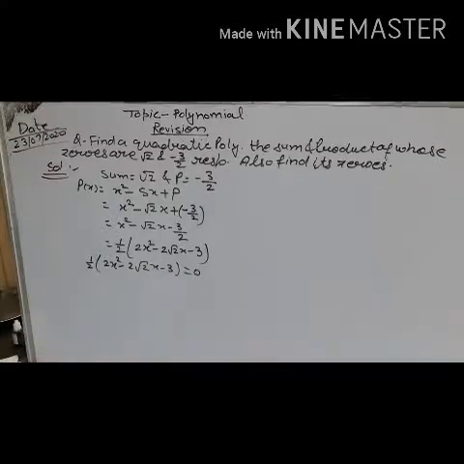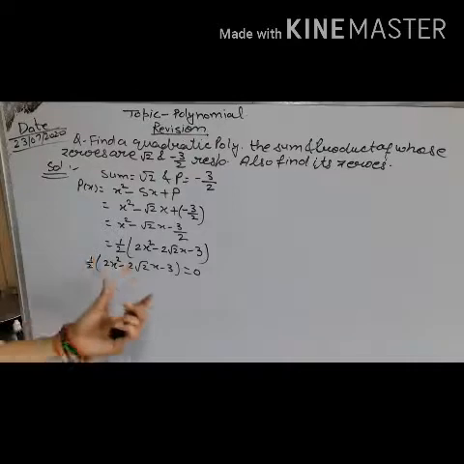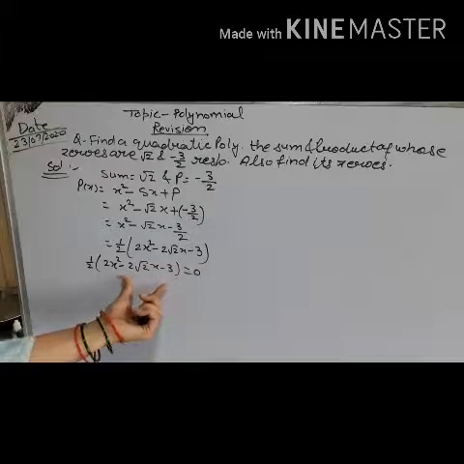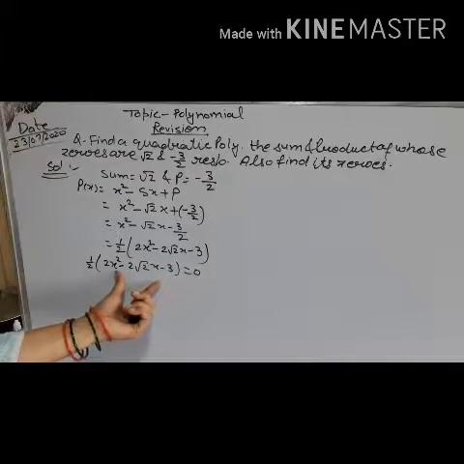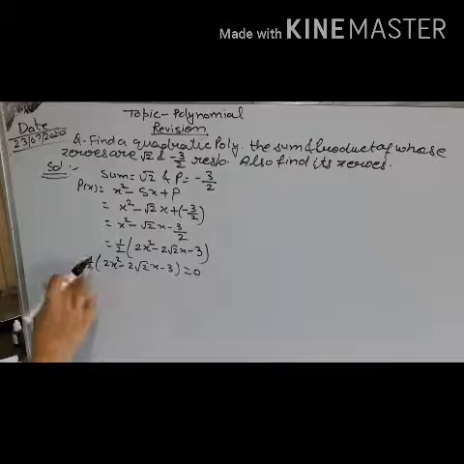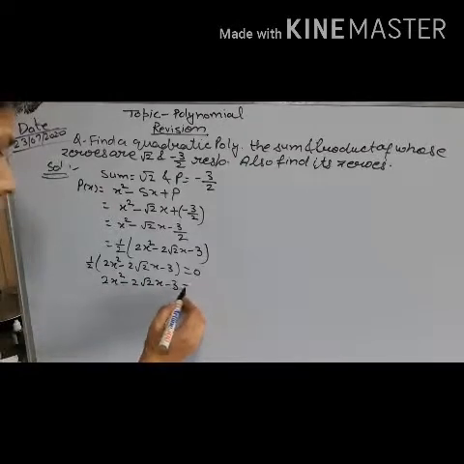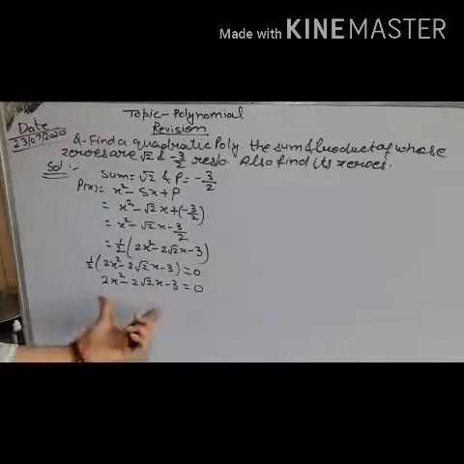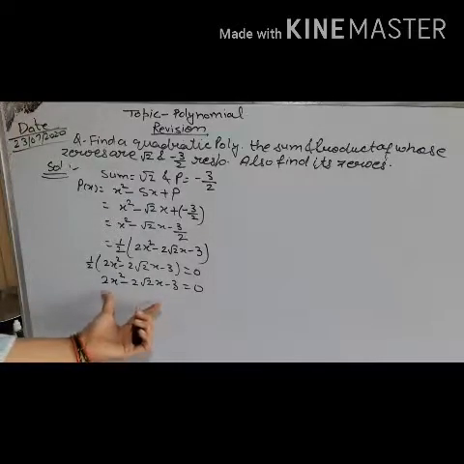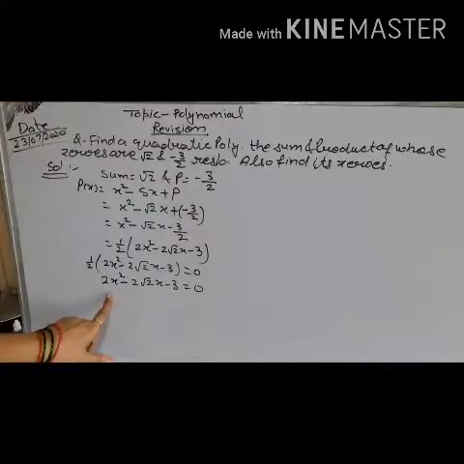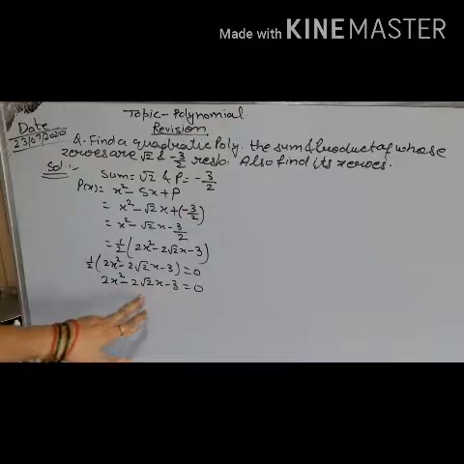And what is the meaning of zeros of a polynomial? We want to find a value, and for that value this polynomial becomes 0. That value we want to find out. Now in this case, when we take 1 by 2 to the right hand side, it converts to 0. Now 2x square minus 2 times root 2x minus 3 equal to 0. Now find the linear factors of this polynomial. Now it is an equation. Now 3 2s are 6. Product is equal to minus 6 and sum is equal to minus 2 times root 2.